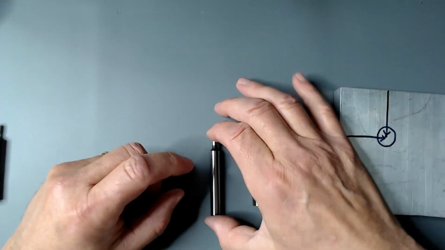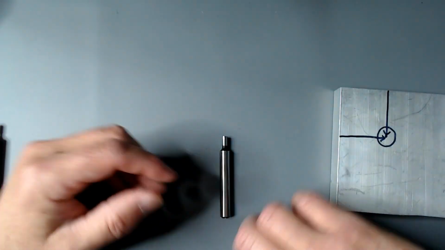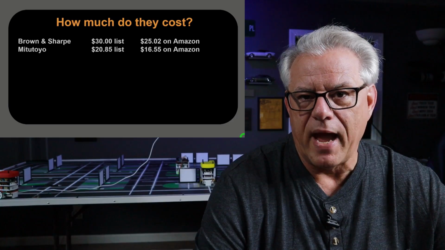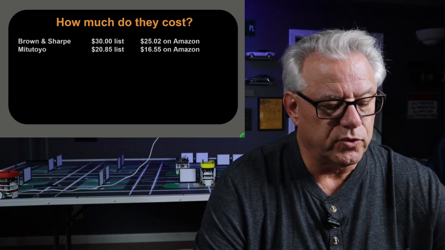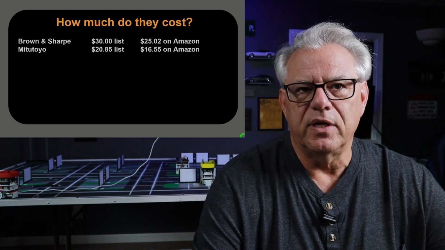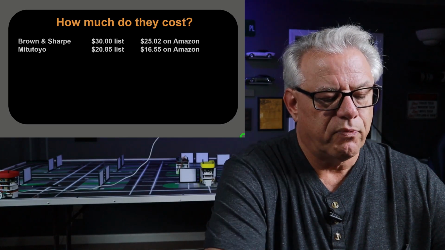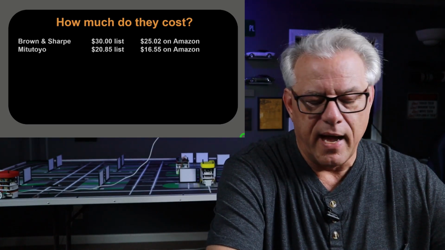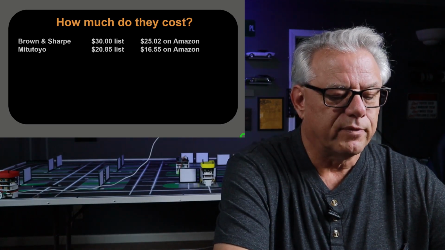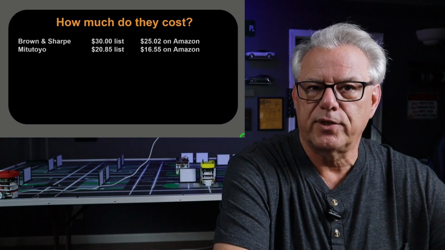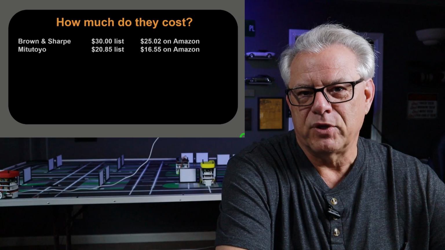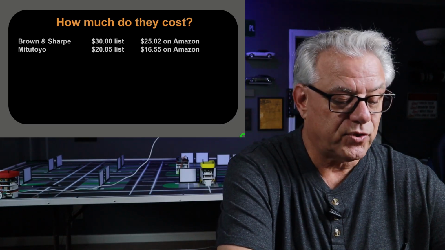This one here is made by a company called Brown & Sharpe. They're Brown & Sharpe, a U.S. manufacturer of machine tools and inspection tools. And that company has been sold off to other companies over time. But this Brown & Sharpe version you can still buy. It is made by another company, but it's all still the Brown & Sharpe stuff. It's $30 list price and $25.02 on Amazon, and these prices are US.